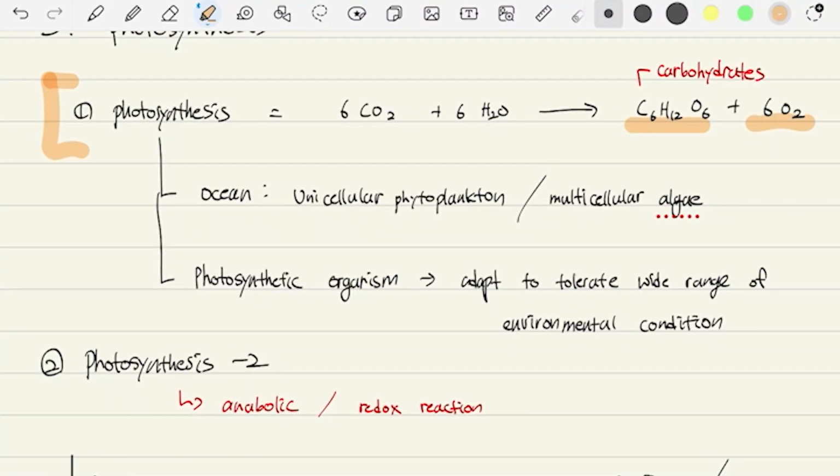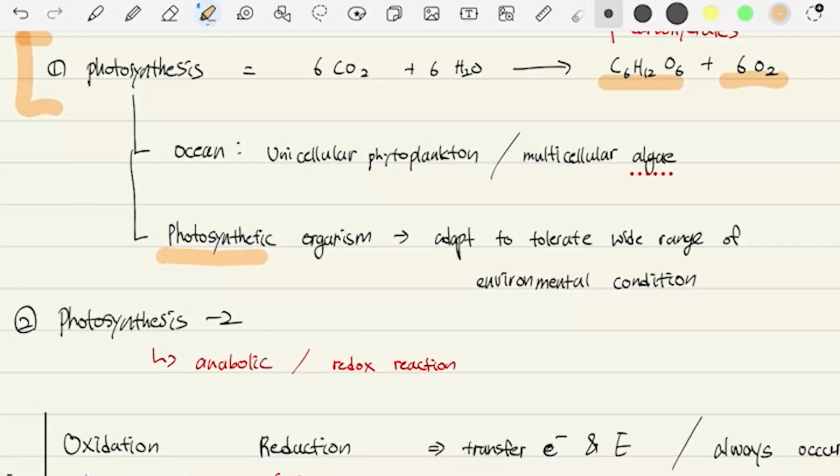So, about the little details of photosynthesis, in the ocean, unicellular phytoplankton and other multicellular algae go through photosynthesis to produce oxygen inside the ocean, which lets fish breathe and other ocean organisms survive. These photosynthetic organisms adapted to tolerate a wide range of environmental conditions, and that's the reason why they started to develop to make organic molecules by themselves.